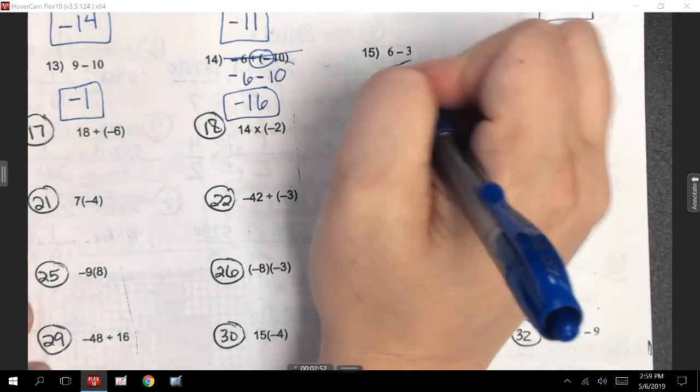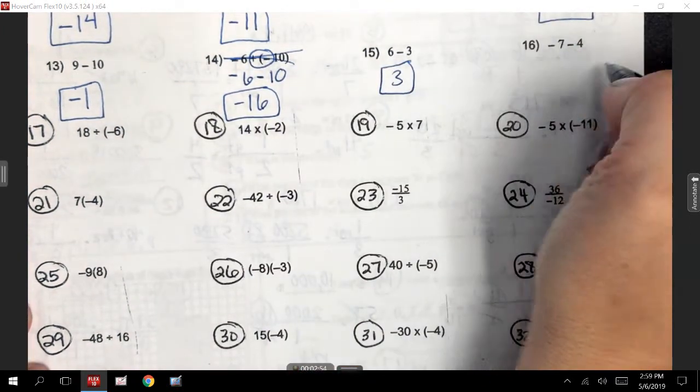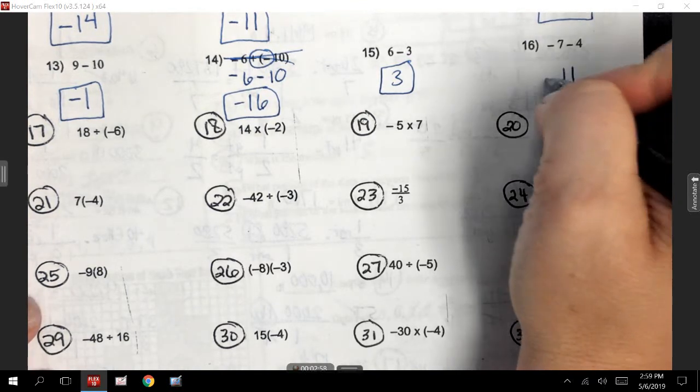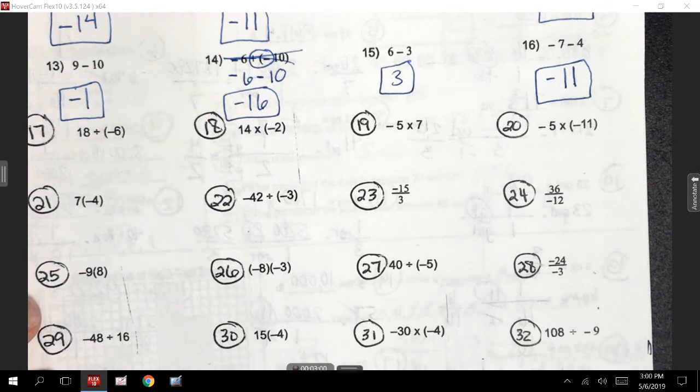6 minus 3 is 3. And then same sign, I add those together. 7 plus 4 is 11. Keep the negative that was with the big number 7.